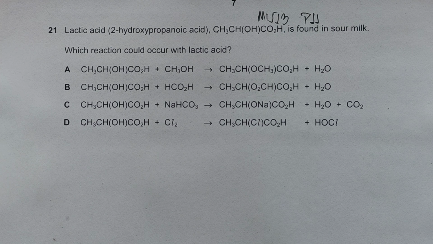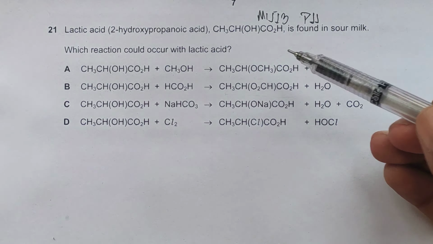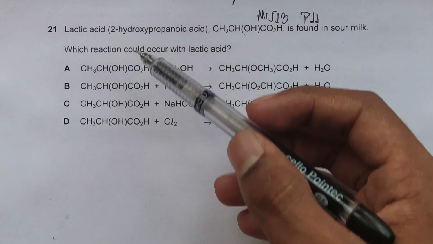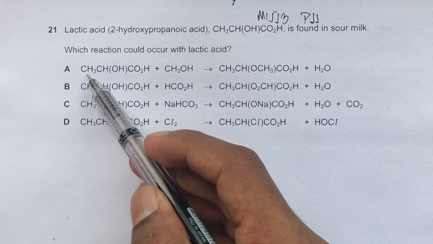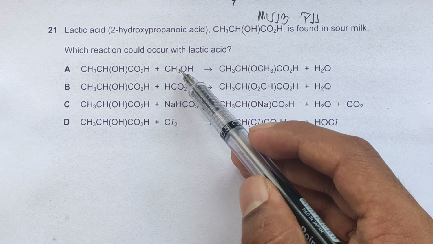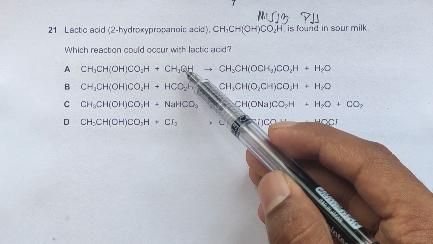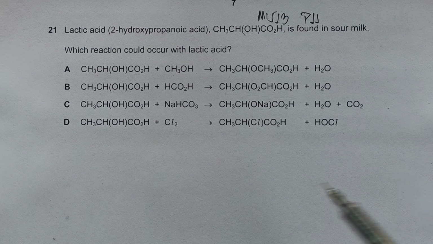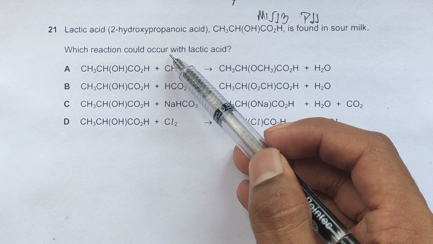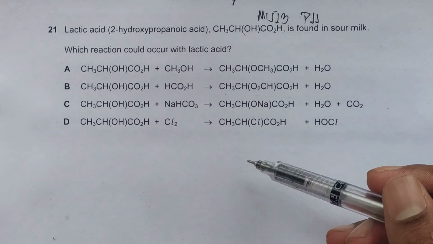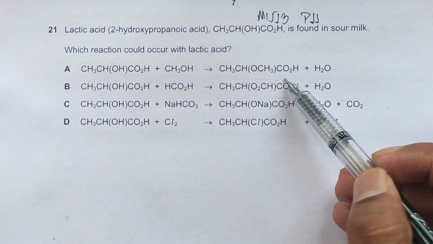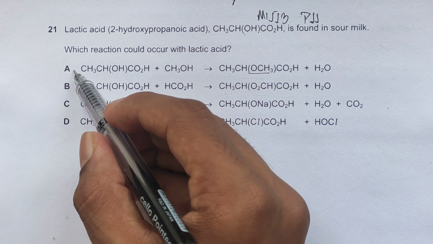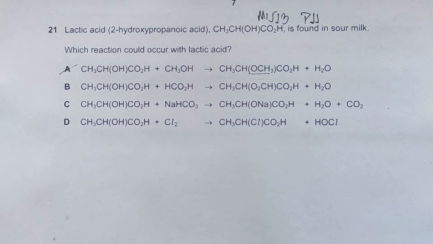Now a thing to note about lactic acid is it has two functional groups, namely secondary alcohol and carboxylic acid. Looking at the options one by one, first we have lactic acid and methanol. Methanol is alcohol, and among the functional groups present in lactic acid, alcohol doesn't react with alcohol. It reacts with carboxylic acid to produce an ester. Now looking at the options, we have alcohol reacting with alcohol here, so this rules out A.